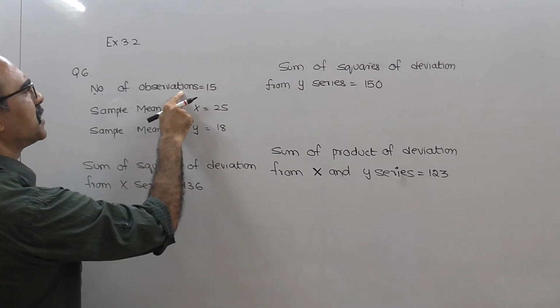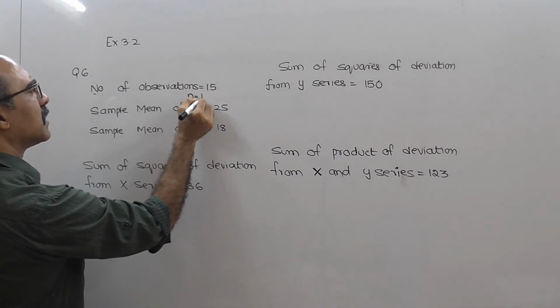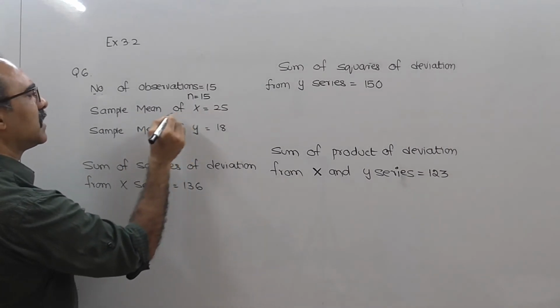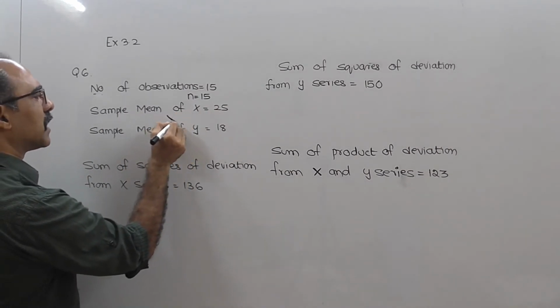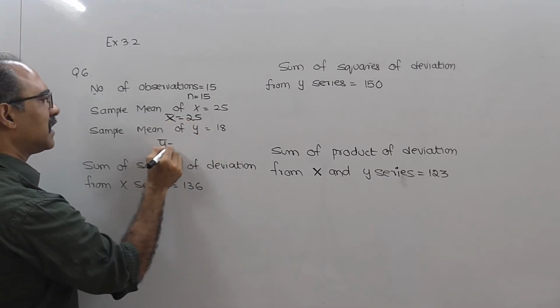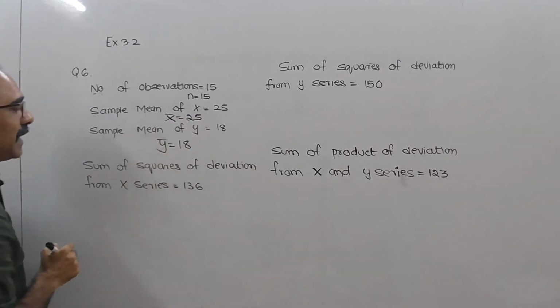Number of observations is 15, which means n equals 15. Sample mean of the x series is 25. Mean means x bar, so x bar equals 25. Sample mean of the y series means y bar equals 18.